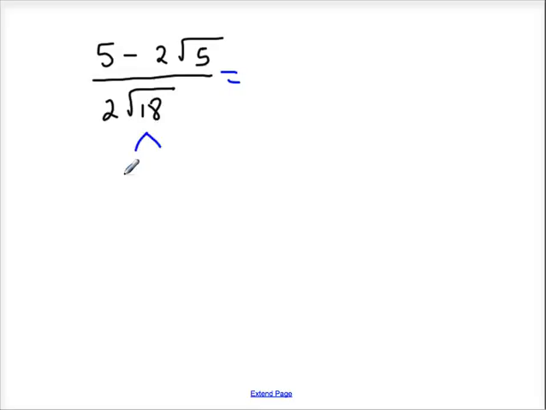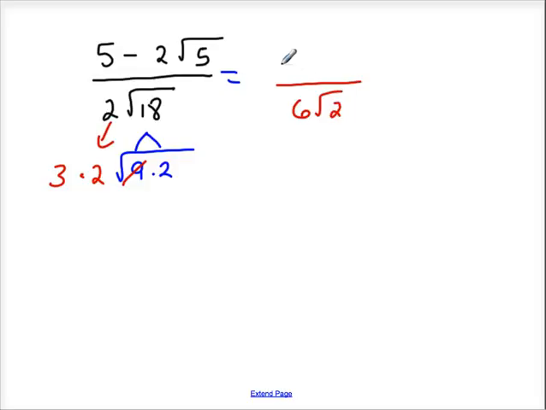Radical 18 can be broken up into what? Square root of 9 times 2. Very good. Square root of 9 is 3, so I have 3 times 2. Bringing this 2 down here. So my denominator is actually what? 6 radical 2. And my numerator so far stays the same.